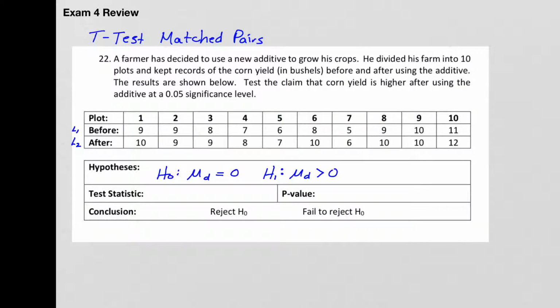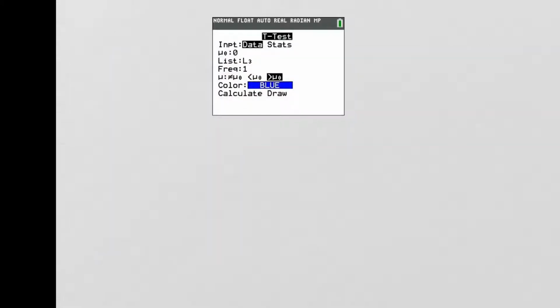All right, so I have my hypotheses written in. Now I need to find my test statistic and my p-value. And I can do that using t-test on the calculator. When I'm doing a t-test for matched pairs, my input will have to be data. Mu 0 is 0, because that's the value from the null hypothesis. My list is L3 because it's the list of the differences. So be very careful that you use the correct list here, and when you're doing other problems, make sure that you change back if that's needed.